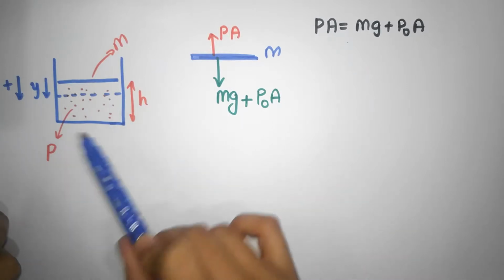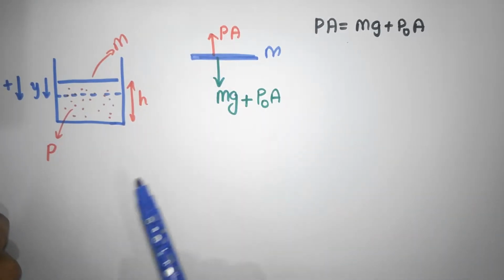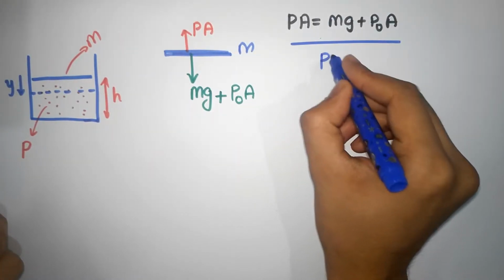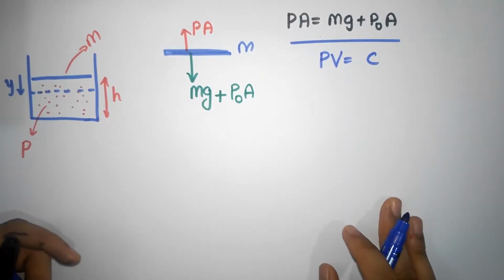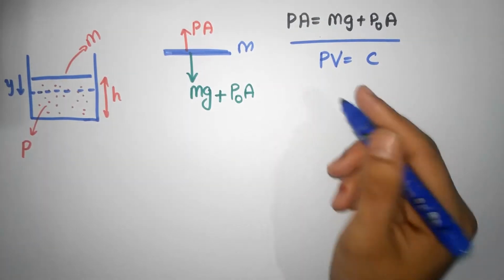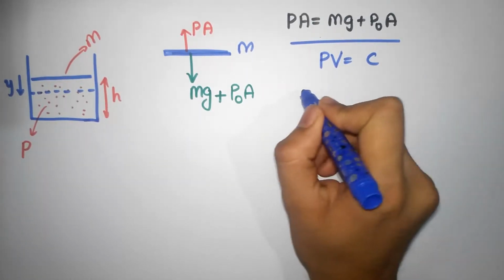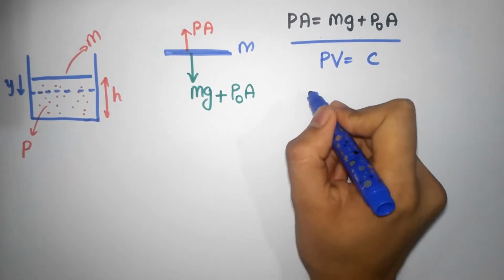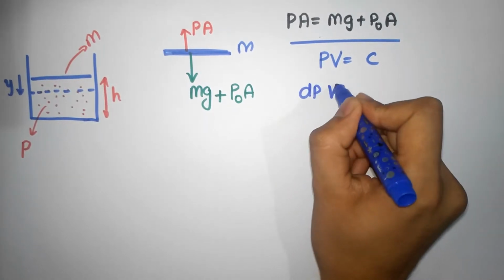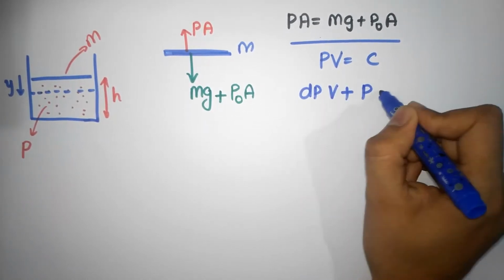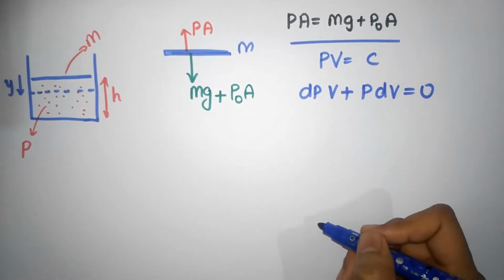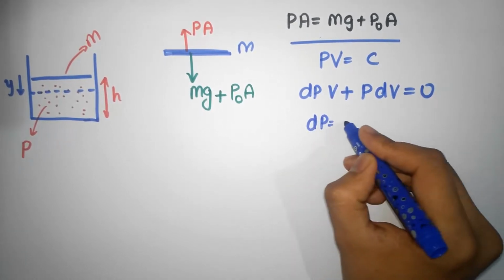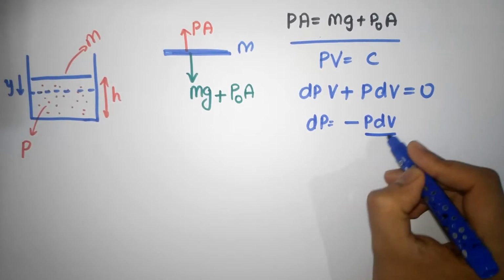To calculate that additional force, we need to calculate the change in pressure. To do that, we're going to use the isothermal conditions which are given to us. For isothermal conditions, PV is a constant. So let's build a differential equation for this. We can say dP times V plus P times dV must be equal to 0. Just differentiate this. dP is the change in pressure which I am interested in. So dP becomes minus P dV divided by V.